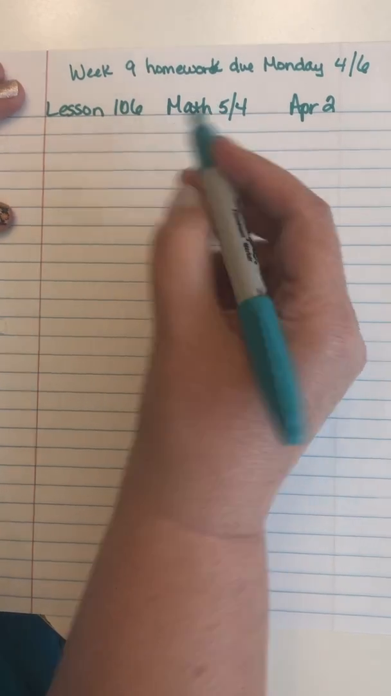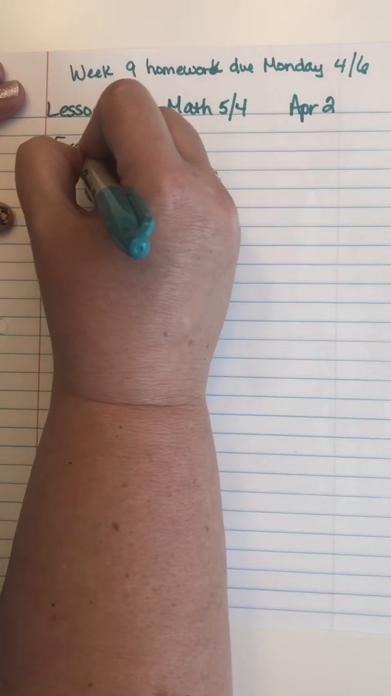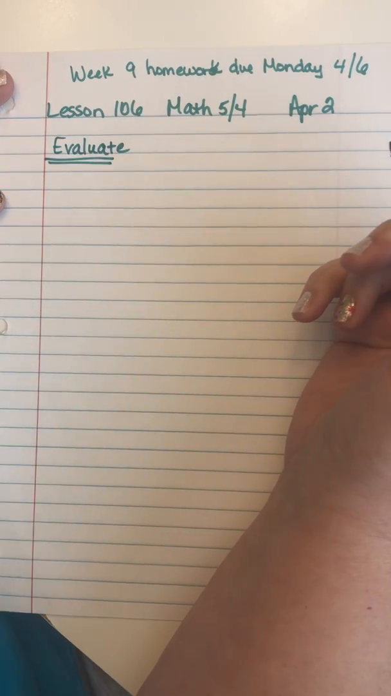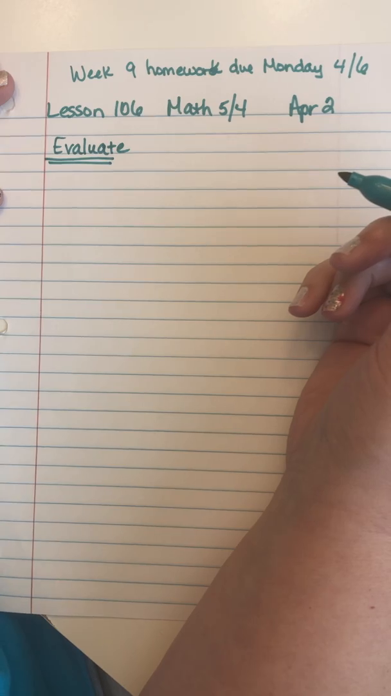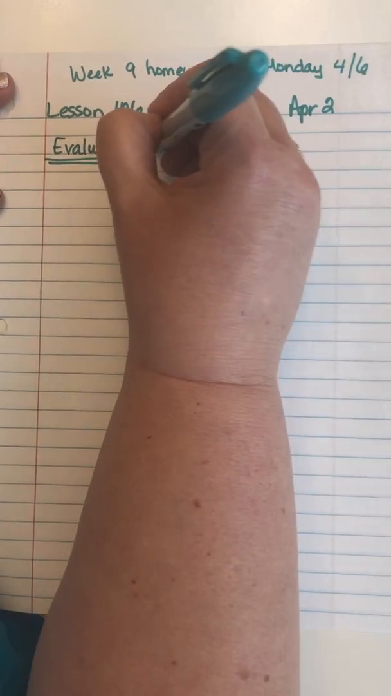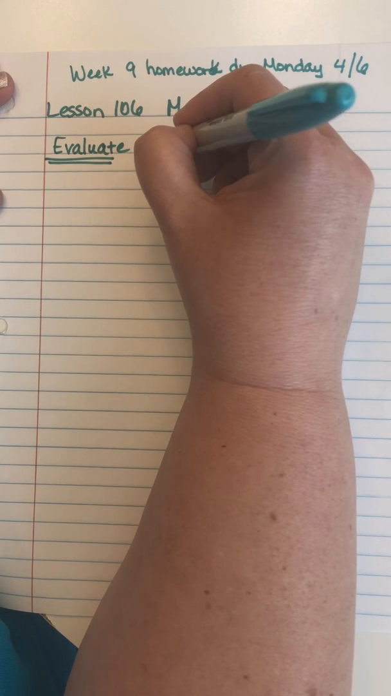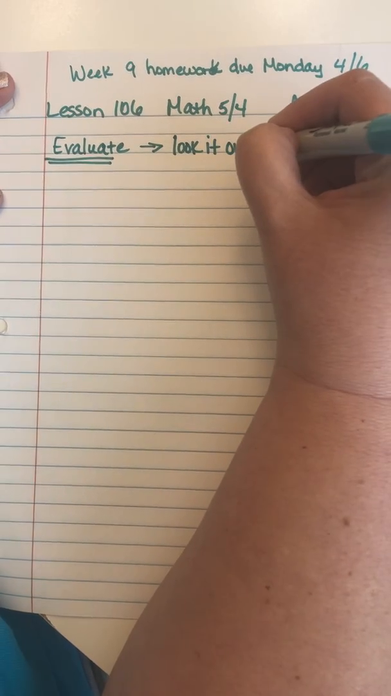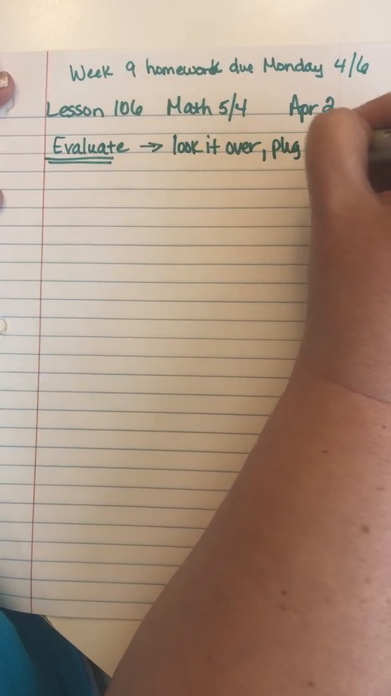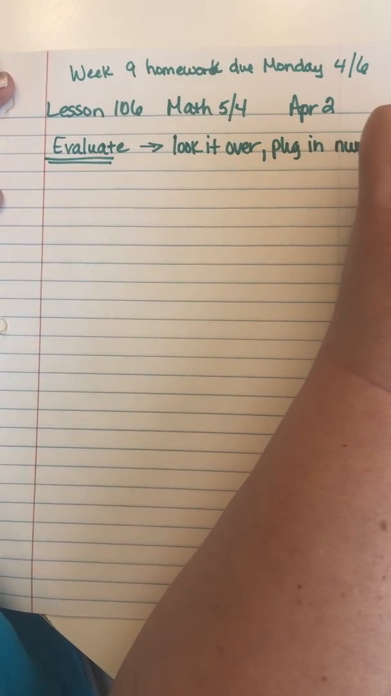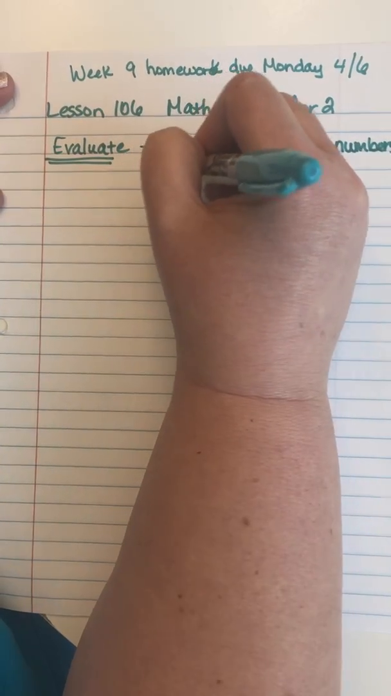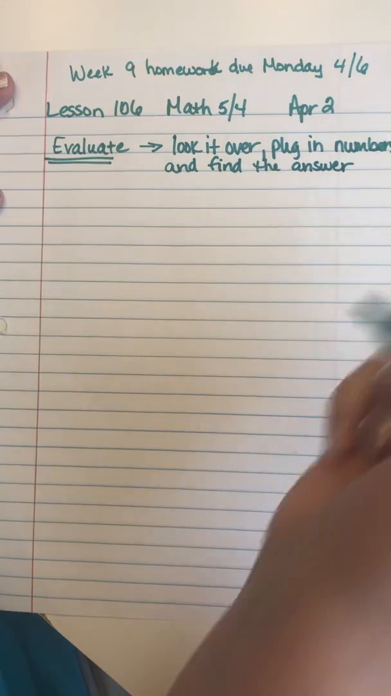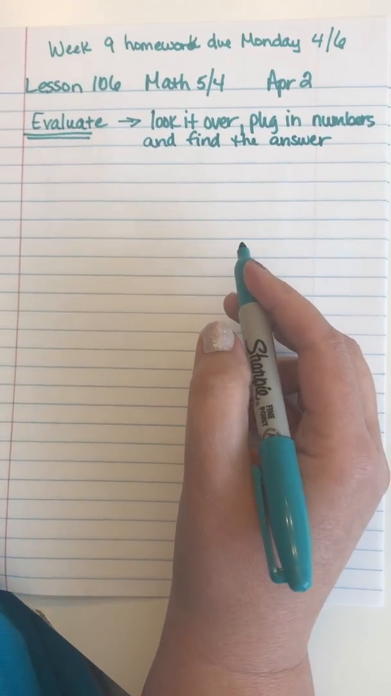Lesson 106 uses the word evaluate in the problems. It's kind of a big word. Some of you may know what it means, some of you may not, and that's okay. The simple explanation for evaluate is look it over, plug in the numbers that the problem will give you, and find the answer. It's one word for something we've been doing all along.